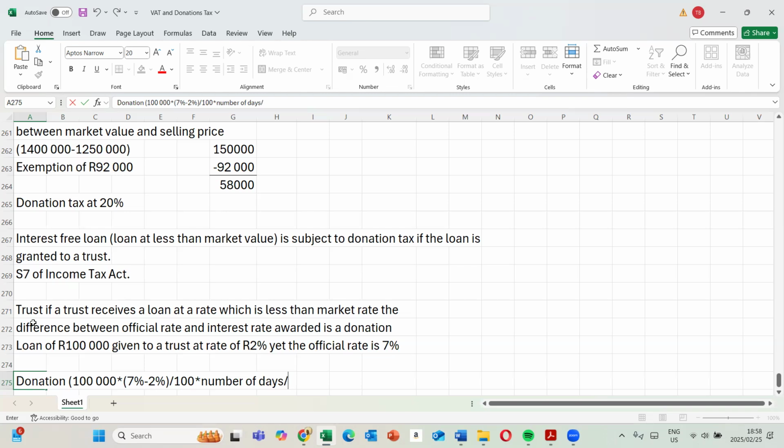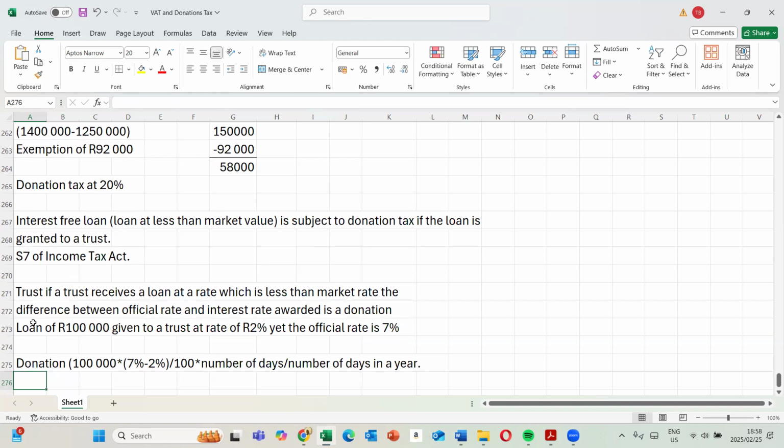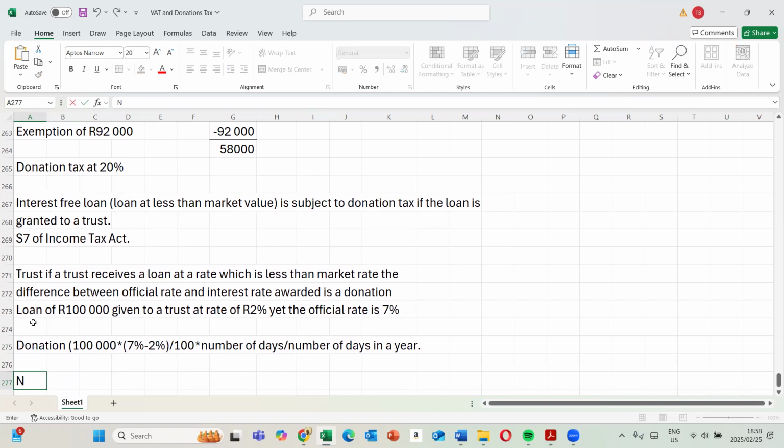the number of days from the date you gave that loan until year end. Then you divide by the number of days in a year. Sometimes it's a leap year, sometimes not. If it's a leap year, 366. If it's a normal year, 365. So for tax, when you're calculating an interest amount, always use days, not months.